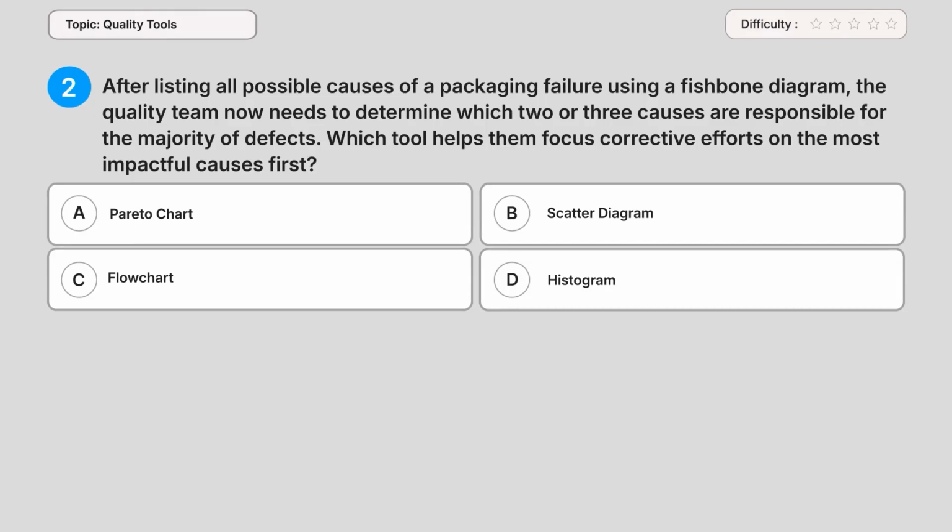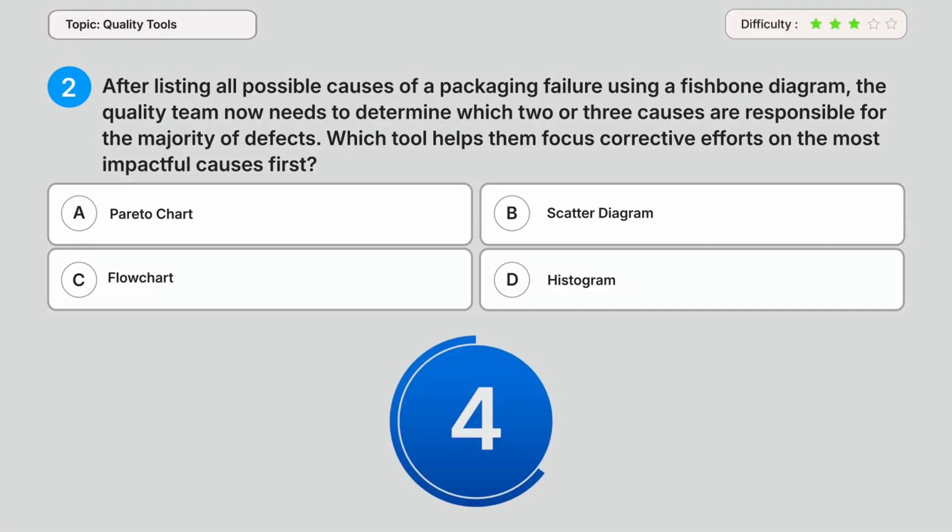2. After listing all possible causes of a packaging failure using a fishbone diagram, the quality team now needs to determine which 2 or 3 causes are responsible for the majority of defects. Which tool helps them focus corrective efforts on the most impactful causes first? A. Pareto chart. B. Scatter diagram. C. Flowchart. D. Histogram.